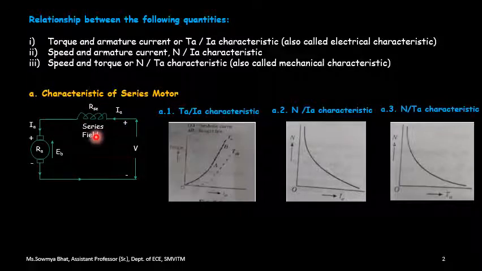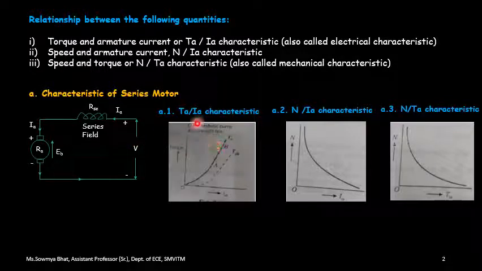RSE is the series field resistance over here, IA is the armature current, RA is the armature resistance, and EB is the back EMF developed. This back EMF is always in opposition with the applied or supply voltage V. Now coming to the concept of characteristic.